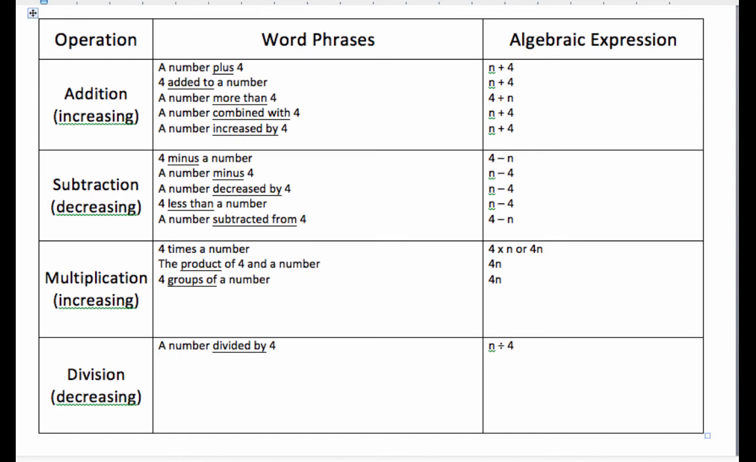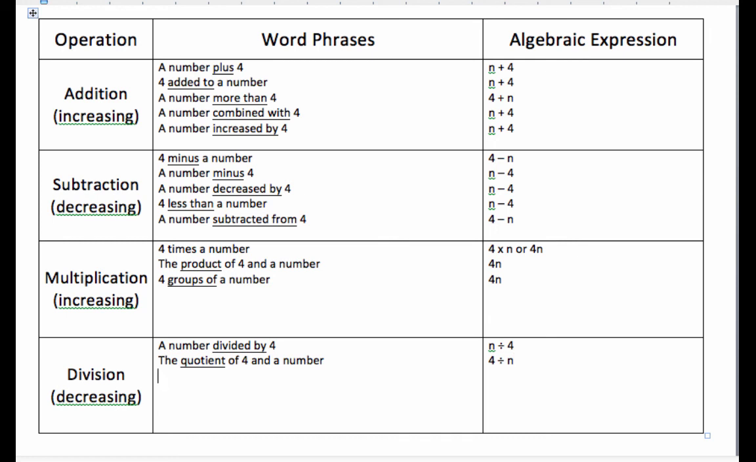Another word phrase that also means to divide would be the quotient of 4 and a number. Remember, the quotient from last week means the answer to a division problem. So if they're asking you to find the quotient, they're asking you to divide. And this is another one that we can read from left to right. When they're asking you to find the quotient of 4 and a number, you would just write 4 divided by n, because you see the 4 first in the word phrase.